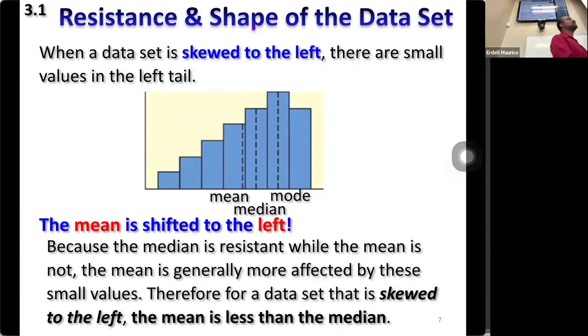Any questions about resistance? Or about how skewing the data, left skewed or right skewed, affects the mean? If I'm skewed to the right, the mean gets pulled to the right. If I'm skewed to the left, the mean gets pulled to the left. Questions there?